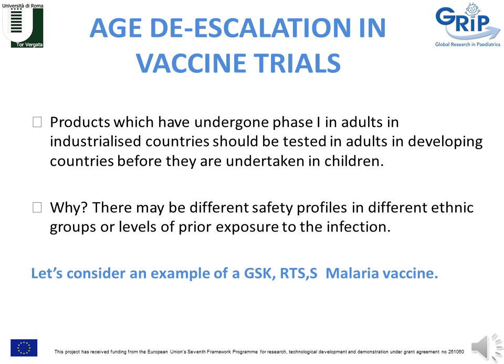Products which have undergone phase 1 in adults in industrialized countries should be tested in adults in developing countries before they are undertaken in children. Why? Because there may be different safety profiles in different ethnic groups or levels of prior exposure to infection. So let's consider an example of the GSK RTS,S malaria vaccine candidate.